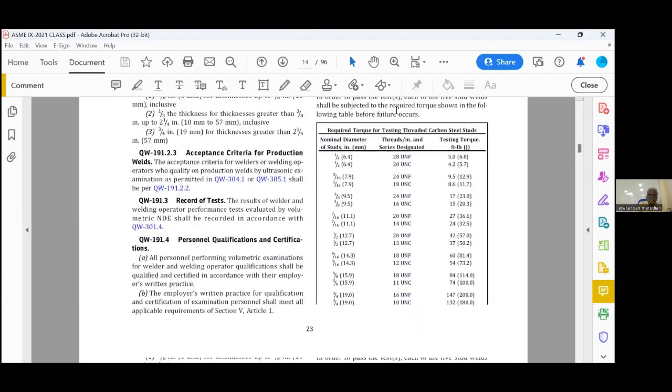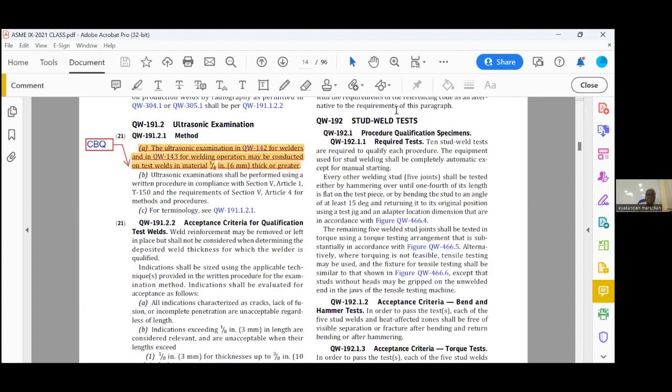Then please go to page number 23. Ultrasonic, highlight these 3 lines. The ultrasonic examination for welders and welding operators may be conducted on 6 mm thick or greater. So when the thickness is 6 mm or greater, we can go for UT, page number 23.